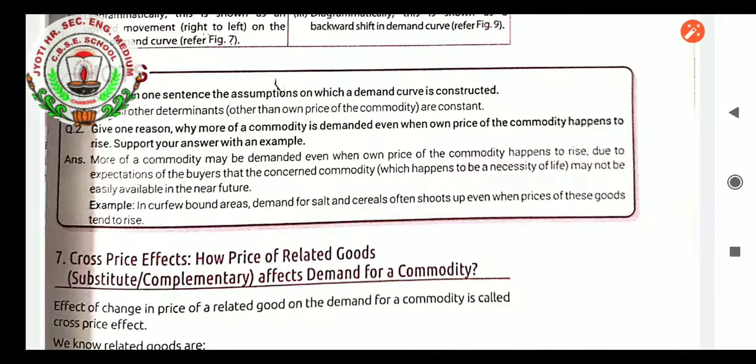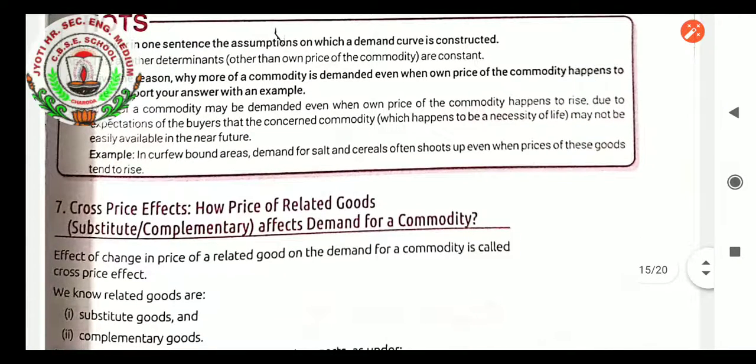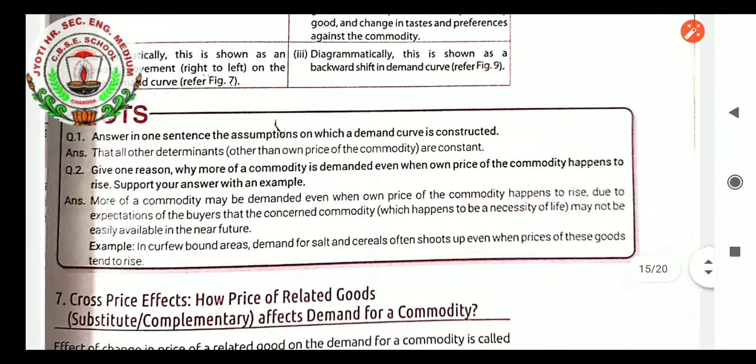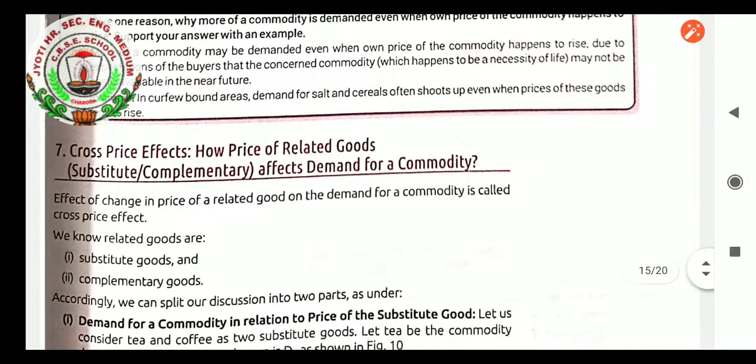In curfew bound areas, like Kashmir, there are curfews every time. Many other states are there where fights are going on and curfews are there. In this situation, people have to stay in the home for many days, and there is less of the commodity available to them. For that reason, even when prices of these goods tend to rise, demand still shoots up.